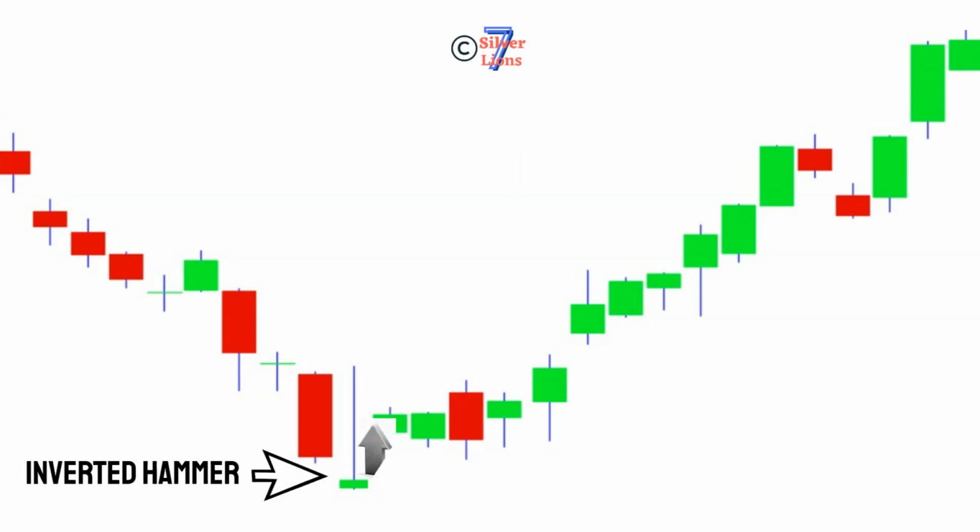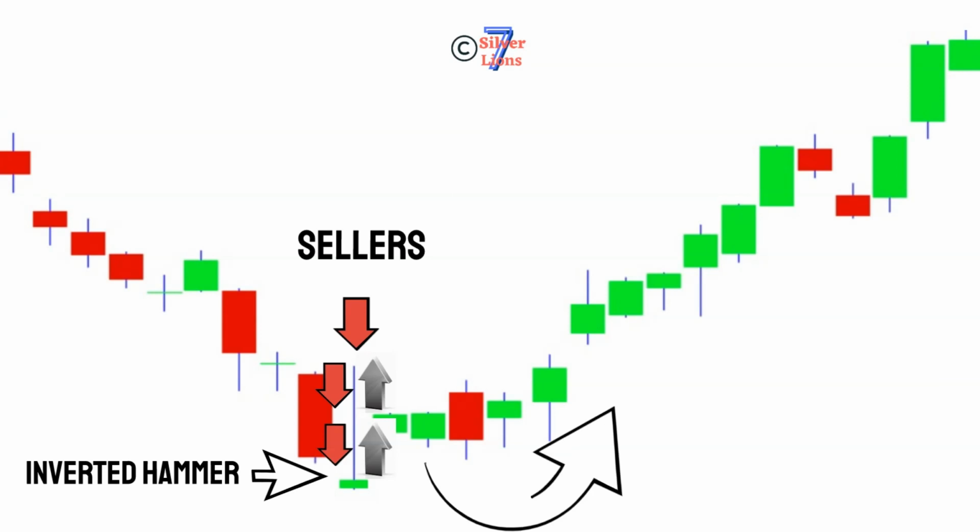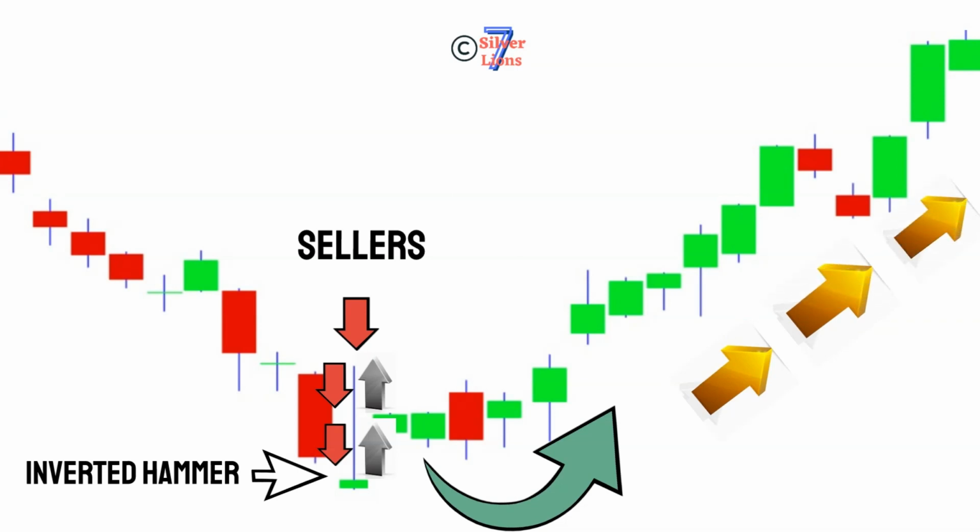The inverted hammer shows that bulls tried to bring up the price, but sellers gave resistance to buyers and the candlestick ended up close to where it began. Even though bulls could not succeed in bringing up the price in this period, there is a high chance of buyers winning later on. The market may soon rally. The inverted hammer is one of the good indicators to look for a bullish reversal direction.